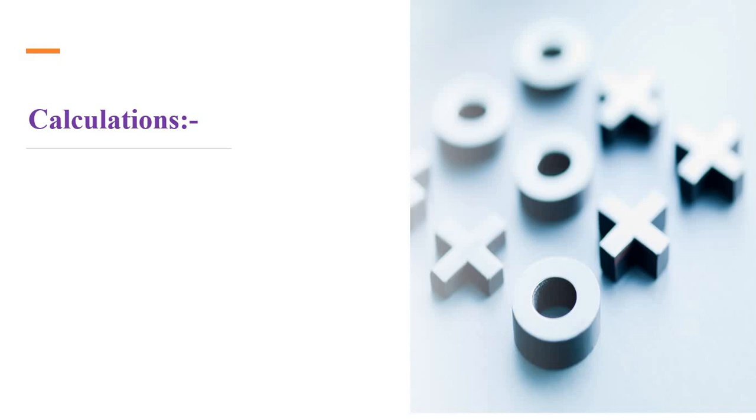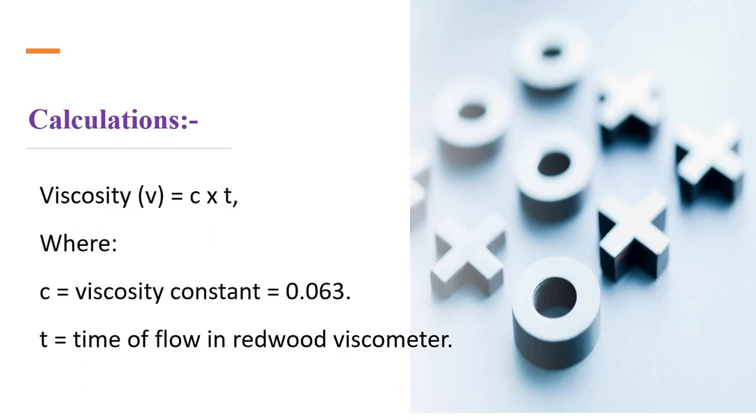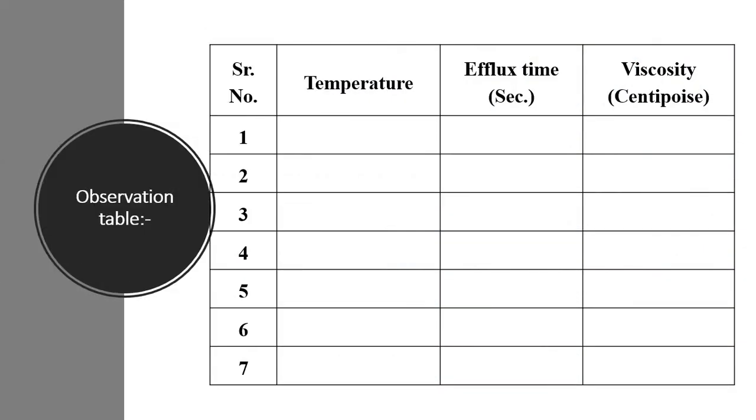So what are the calculations? Viscosity, that is V, is equal to C multiplied by T, where C is the viscosity constant, which is 0.063, and T is the time of flow, that is the time of efflux in the Redwood viscometer, given in seconds. In this way you have to construct the observation table, for which we consider the temperature, efflux time and viscosity in centipoise. The viscosity you have to calculate with the help of the formula which I have shown you.